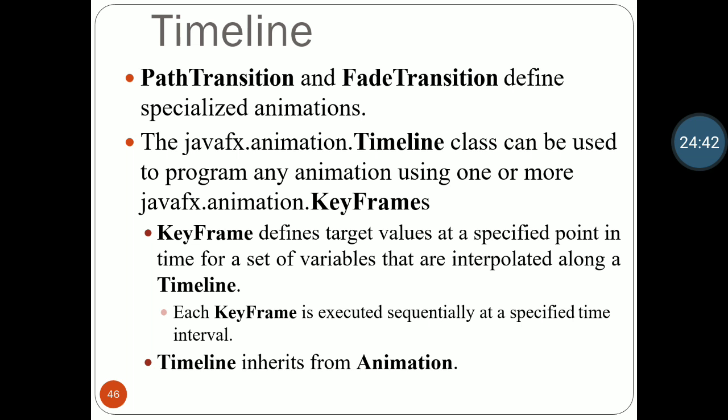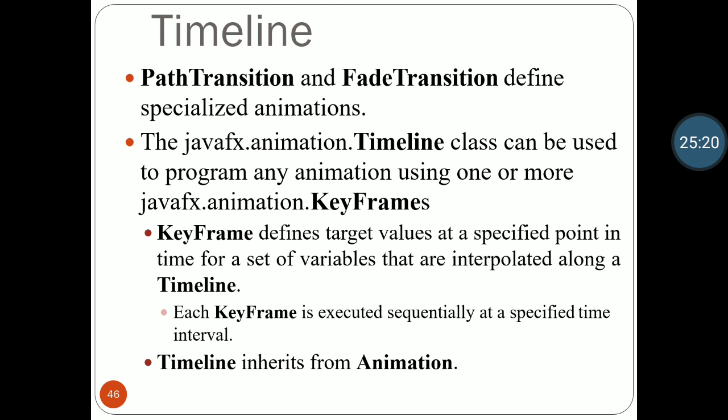Timeline. PathTransition and FadeTransition define specialized animations. The javafx.animation.Timeline class can be used to program any animation using one or more javafx.animation.KeyFrames. A KeyFrame defines the target value at the specified point in time for a set of variables that are interpolated along a timeline. Each keyframe is executed sequentially at a specified time interval.